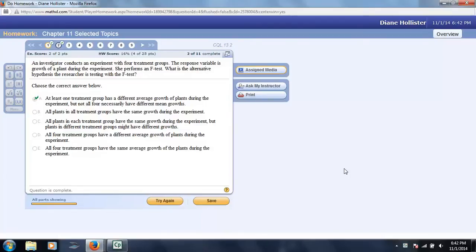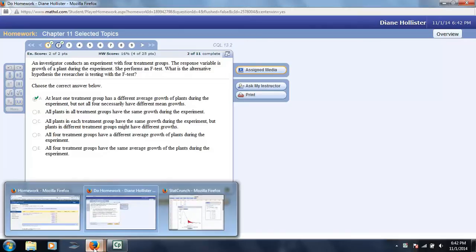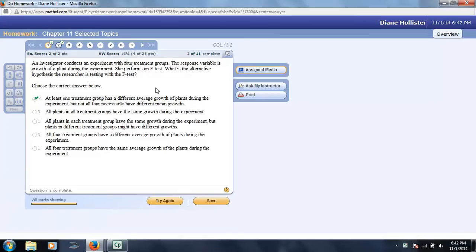Hi, let's take a look at some work with Chapter 11 in a little more detail, primarily focusing on goodness of fit and ANOVA. On homework problem number 1, this is a general conceptual question: an investigator conducting an experiment with 4 treatment groups. She has the response variable as the growth of the plant during an experiment and is using an F-test. So your null hypothesis here would be that all 4 treatment groups have the same average growth time. And the alternative would be that at least one group is different.